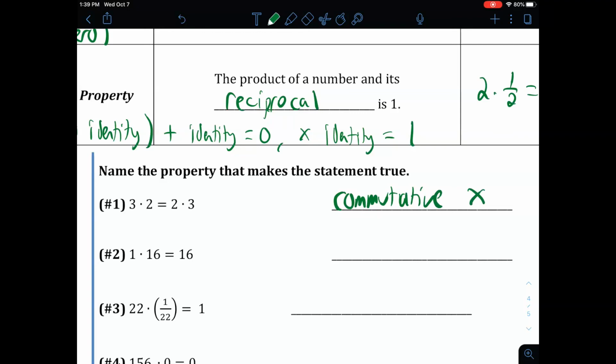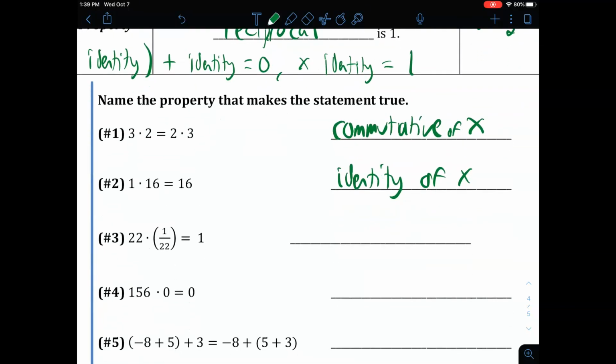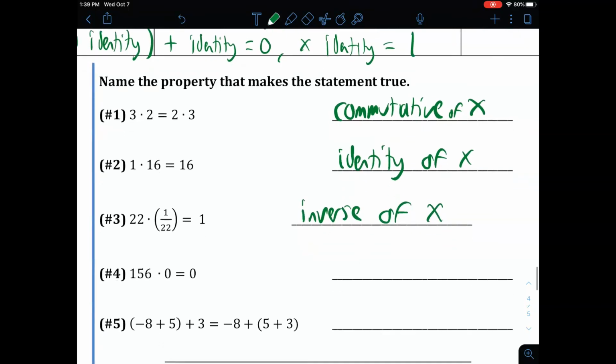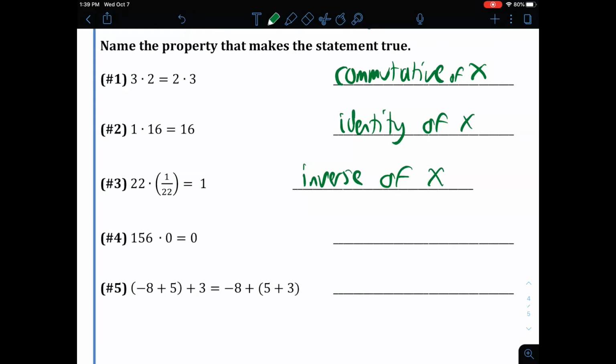All right, we multiplied 16 times 1 and we got 16. What is that called? That's going to be called the identity property of multiplication. We multiplied 22 times its reciprocal and we got 1. Well, that's going to be the inverse property of multiplication. Number 4, we multiplied 156 times 0. We ended up with 0. That's a property of 0.